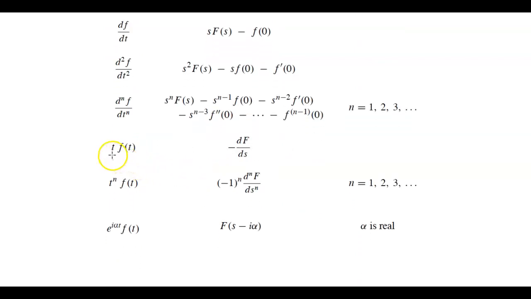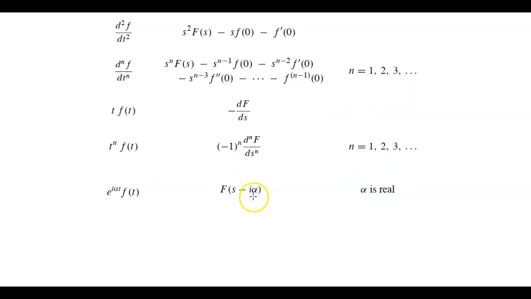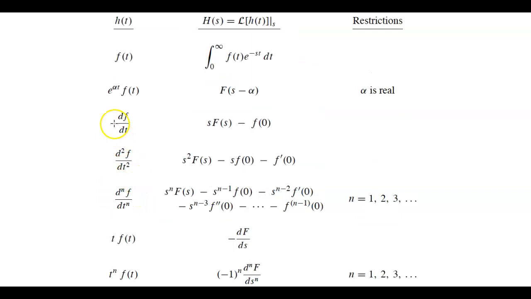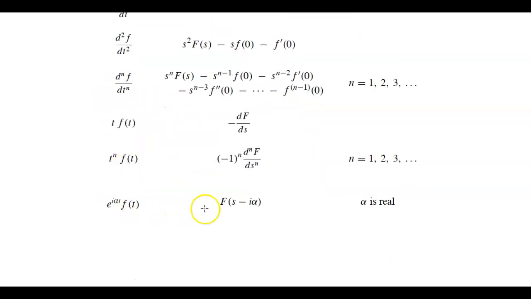We have t times f of t is the negative first derivative of the Laplace transform of f. t raised to the n times f of t, which is what we just got through dealing with, is -1 raised to the n times the nth derivative of the Laplace transform of it. And of course we have this one here, which mimics the same thing as this one, just letting us know that we can do the same thing using an imaginary exponent here, or imaginary numbers in general.